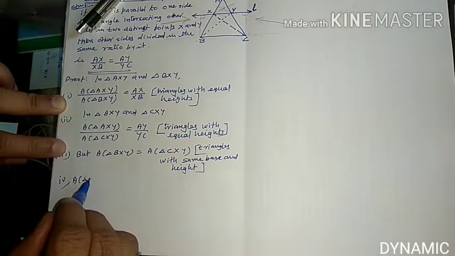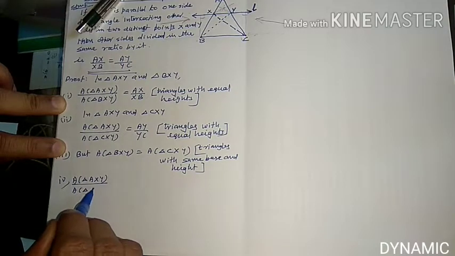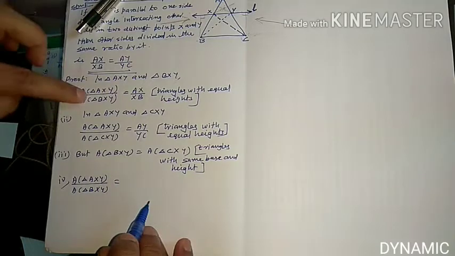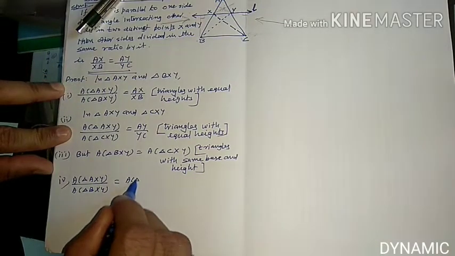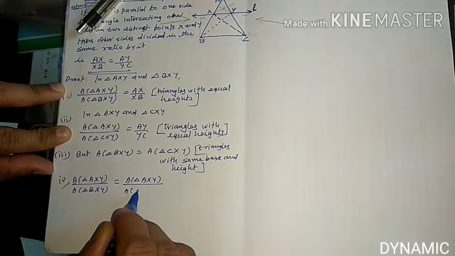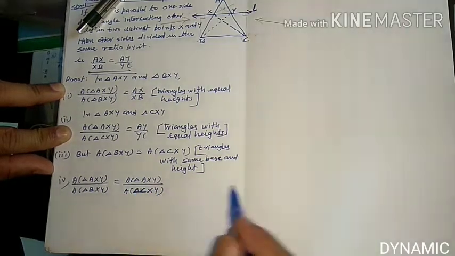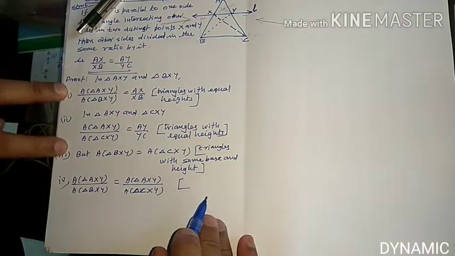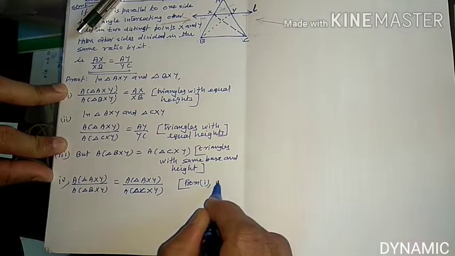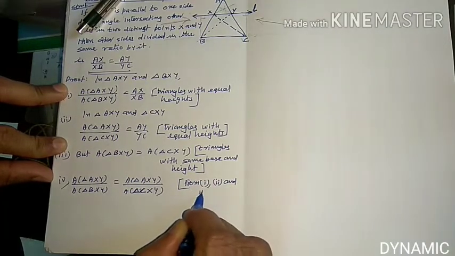Area of triangle AXY upon area of triangle BXY is equal to area of triangle AXY upon area of triangle CXY. Why is it so? From the first statement, second and third statement.